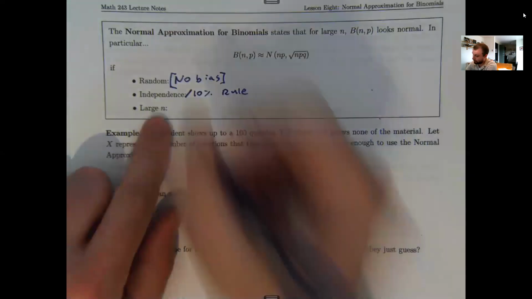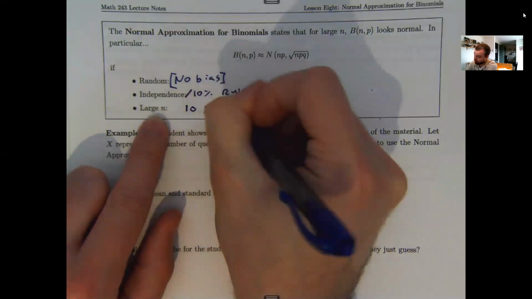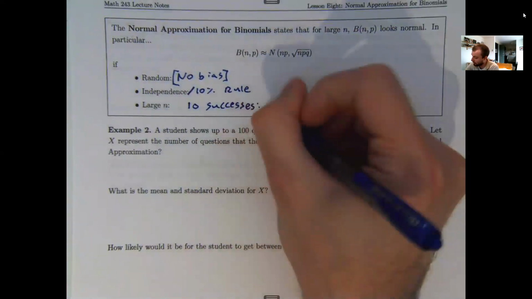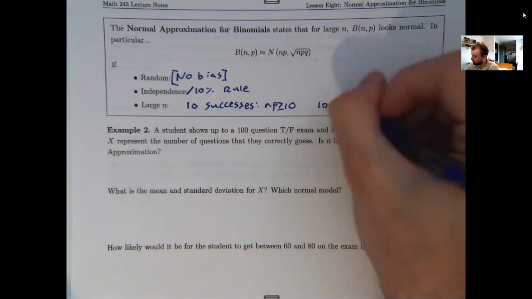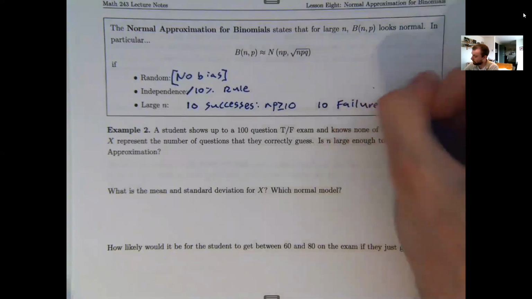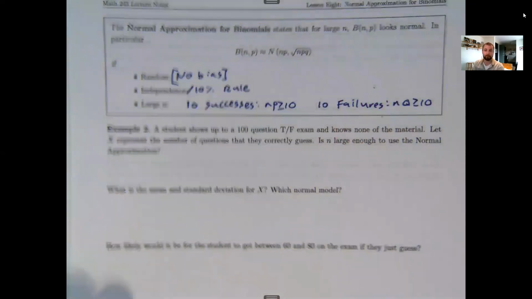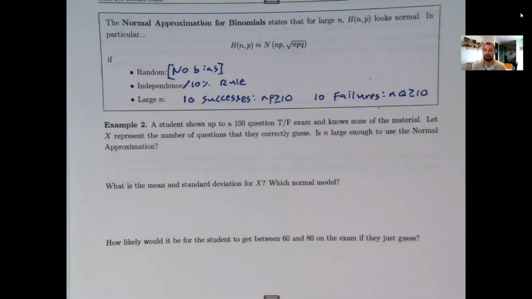Finally, large n, I want to have 10 successes. You can think of those as being blocks on the left side or right side of your graph. So this is just saying I need at least sort of 10 things on both sides of my graph. 10 successes, that's n times p is greater than or equal to 10. And I want 10 expected failures. That's n times q is bigger than or equal to 10. So when I ask a question like, is n large enough? I'm checking if n times p and n times q are both bigger than or equal to 10.